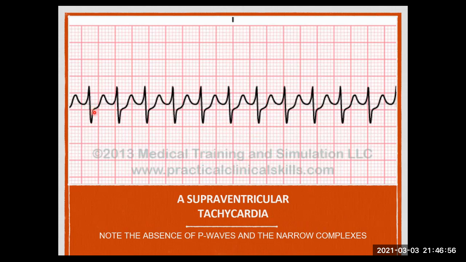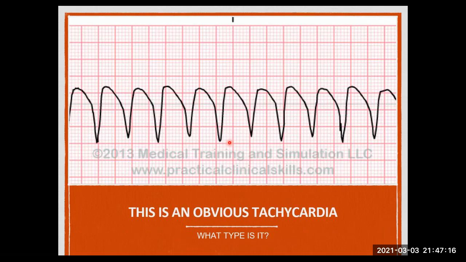So supraventricular tachycardias, let's look at our criteria. They don't have P waves. They have narrow QRS complexes, but they are extremely regular. You'll notice it doesn't change, it doesn't move one little bit. It stays exactly the same. So that's why we call it a supraventricular tachycardia. Okay, let's just skip that one.